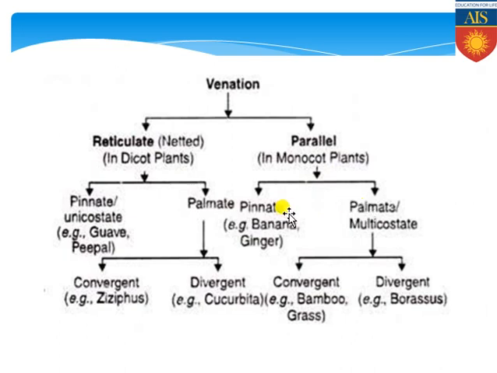Pinnate is the single midrib containing leaf with parallel venation, that is pinnate parallel, and if any leaf is containing multiple midribs and then parallel venation, then it is known as multicostate or palmate parallel venation.